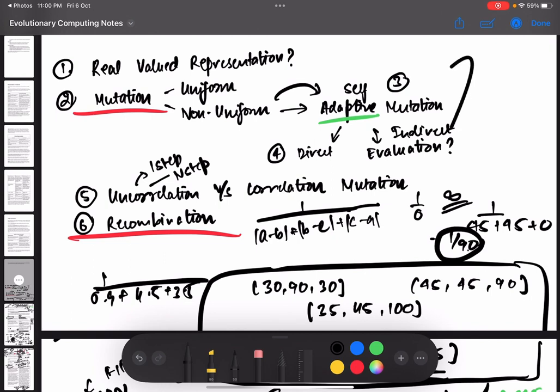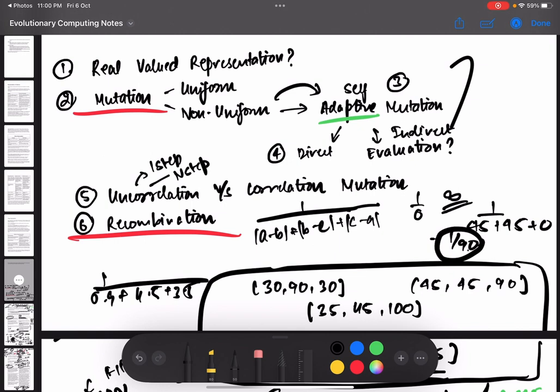To evaluate the self-adaptive mutation, we have direct and indirect. Direct meaning we directly apply the fitness function and see which offspring is performing better, and indirect is when we evaluate in comparison to the parent. That is all about mutation.